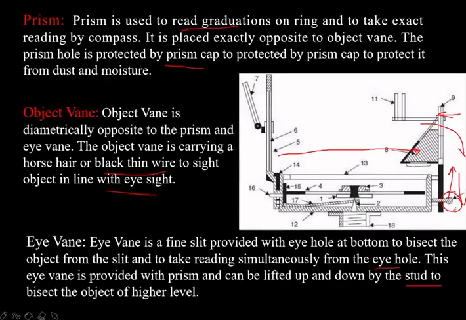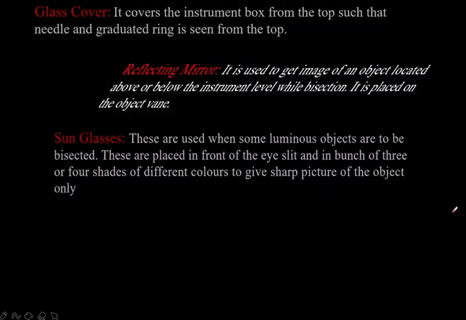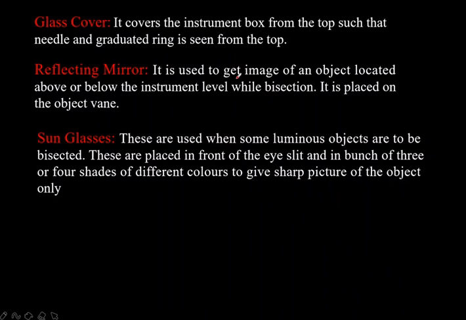Next comes your glass cover. It covers the instrument from the top of the box such that the needle and graduated ring are seen from the top. The reflecting mirror, which is at the object vane, I have shown you. It is used to get the image of an object located above or below the instrument level. While bisecting, it is placed on the object vane.